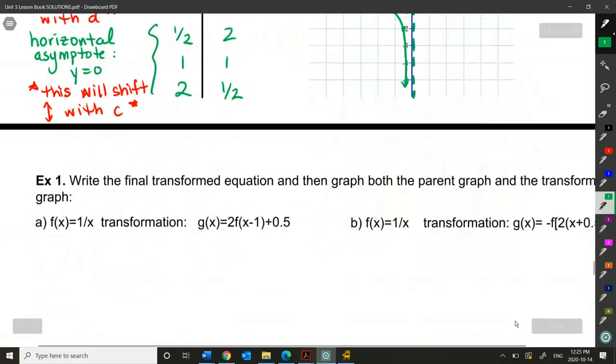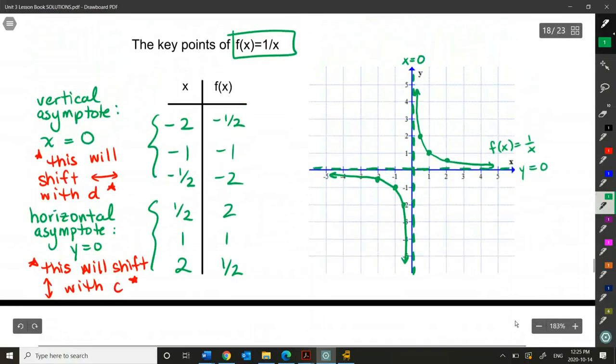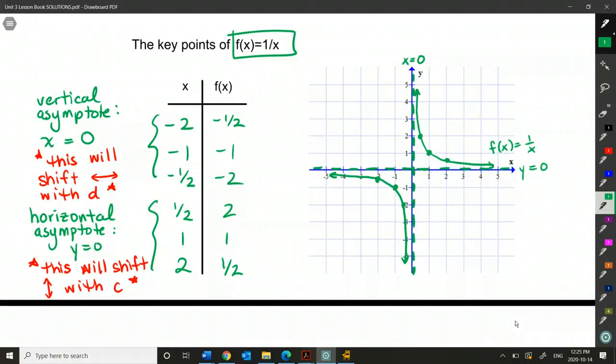So when we do our next 2 graphs here, I'm actually not going to graph this again, even though we are going to show the key points of the parent function and how they're getting transformed.